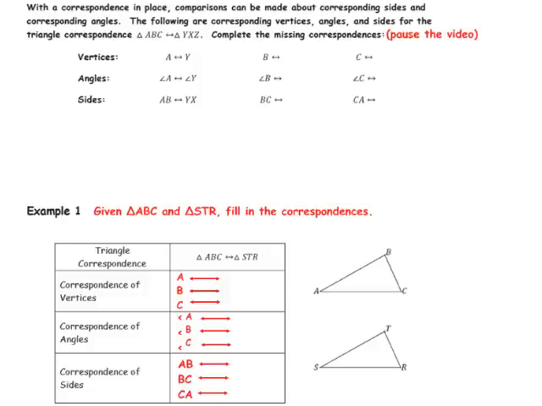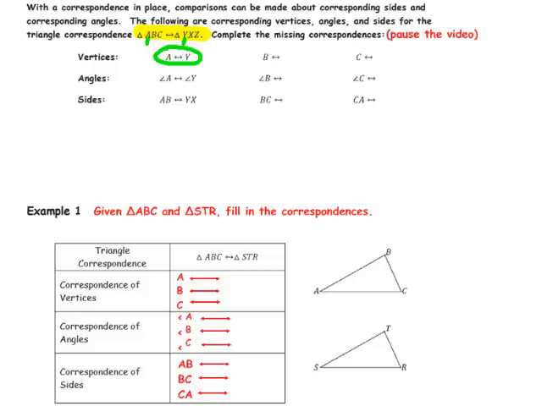Notice that I've scrolled so that we don't see the triangles anymore. If you have the triangle correspondence given to you, then you don't actually need to see a picture of it. So you just use the order of the letters. So taking a look at our first one, it says that our first letter of A corresponds to our first letter of Y, and that's right here.